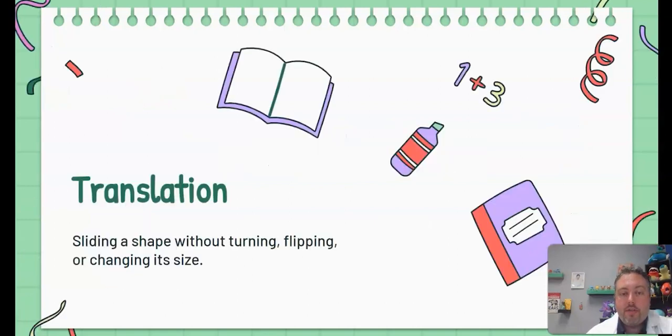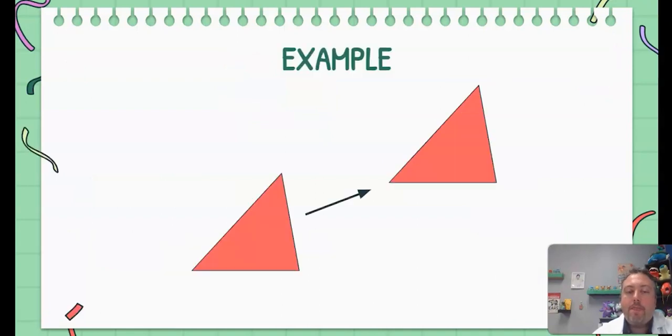Translations. This is where a shape is sliding back and forth. It could be left to right, it could even be up and down, it could be side to side, but the point here is that it's just moving without turning, flipping, or changing its size in any way. So you're not changing the shape, it's just like you're sliding it over, just like sliding over on a table.